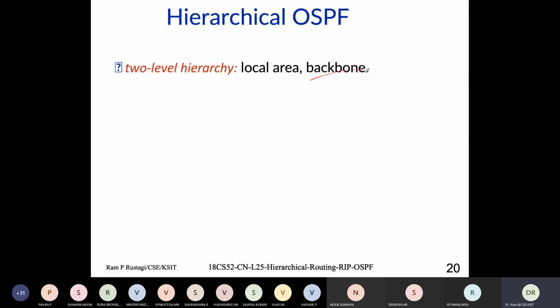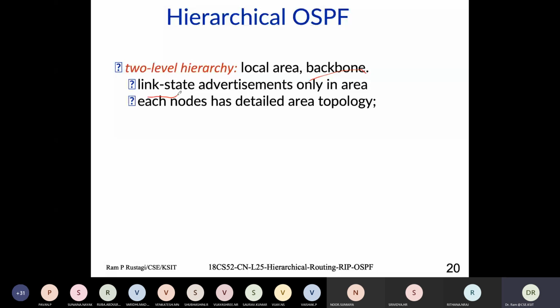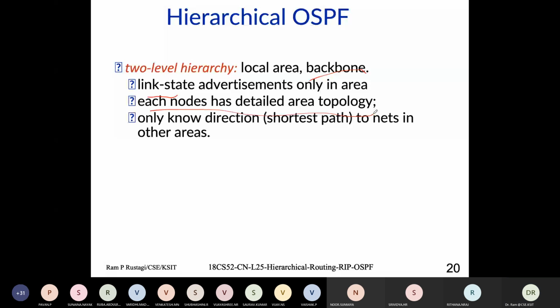One is called the backbone area, and then the other areas. All the areas run link state advertisement, and within an area they know the entire area topology, because link state routing does give you that. For other areas, they only know the shortest path. They don't know the whole topology, and they try to hide it. So within an area, we achieve scaling because we are not communicating the entire network. We only know the reachability part, and that's the job OSPF does.